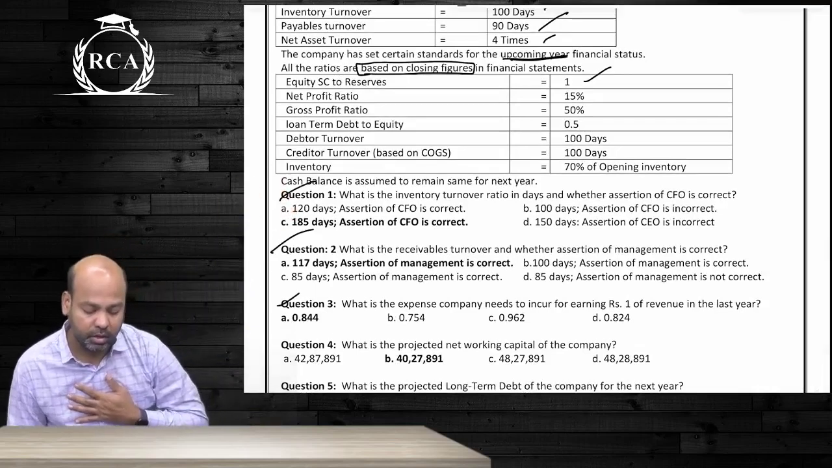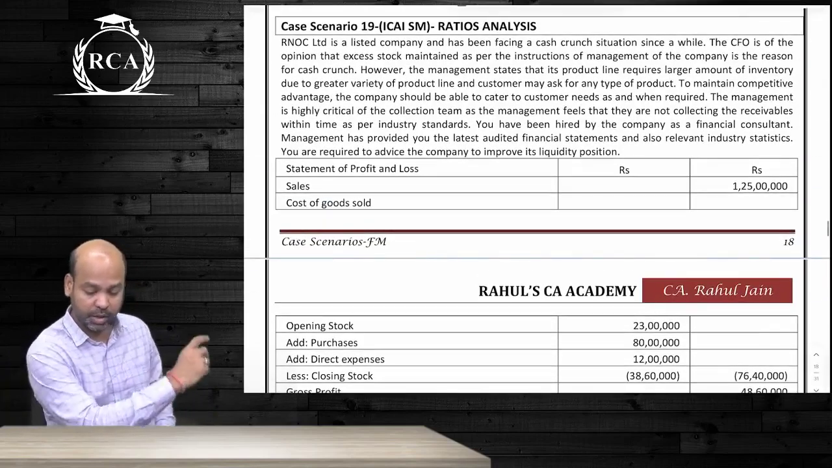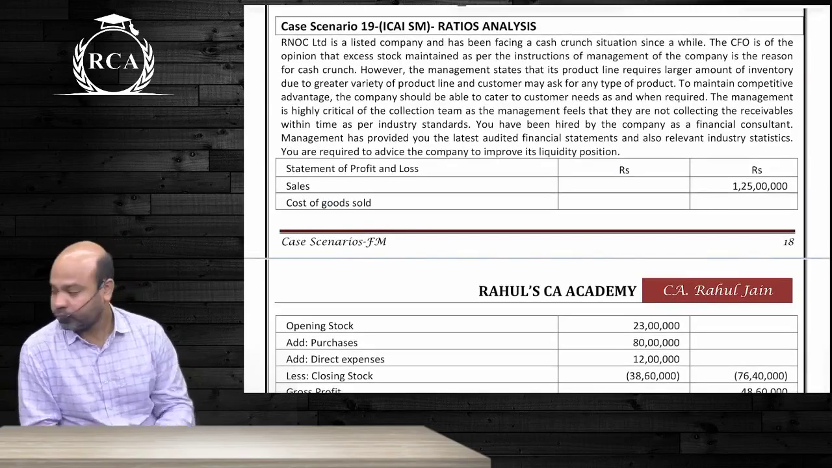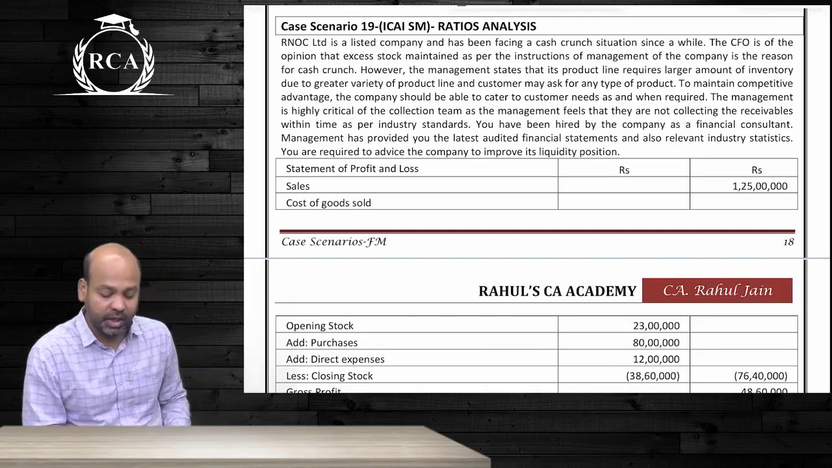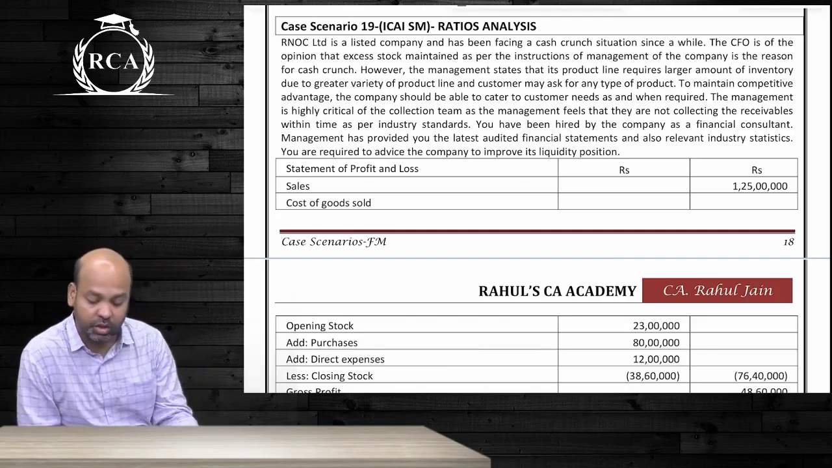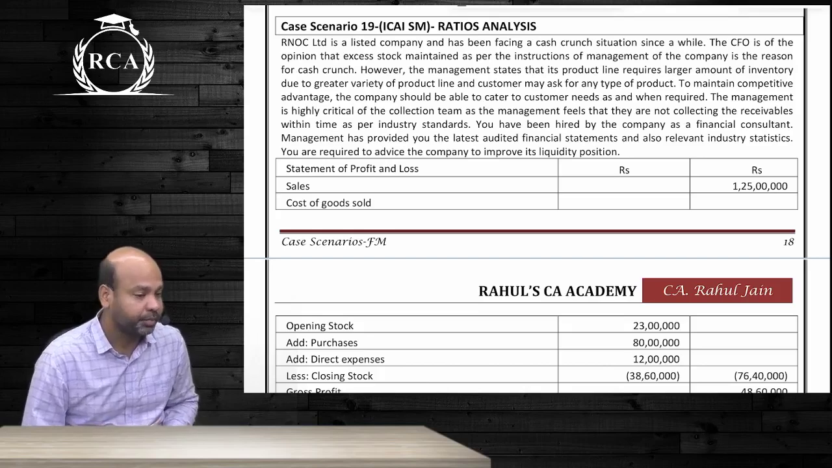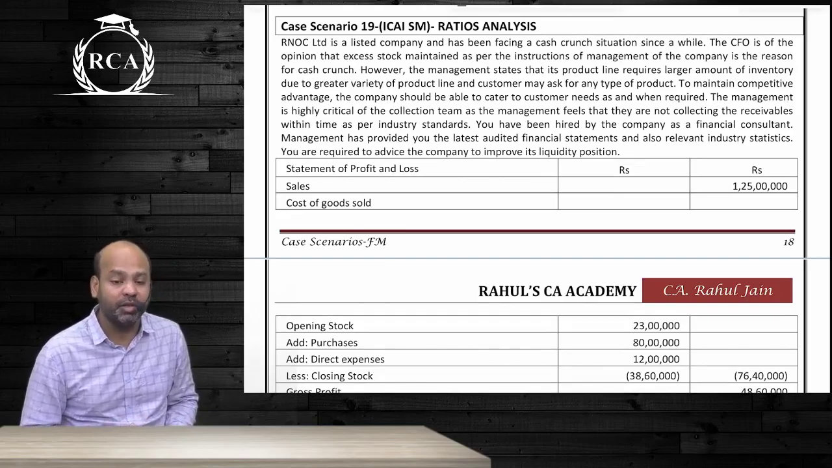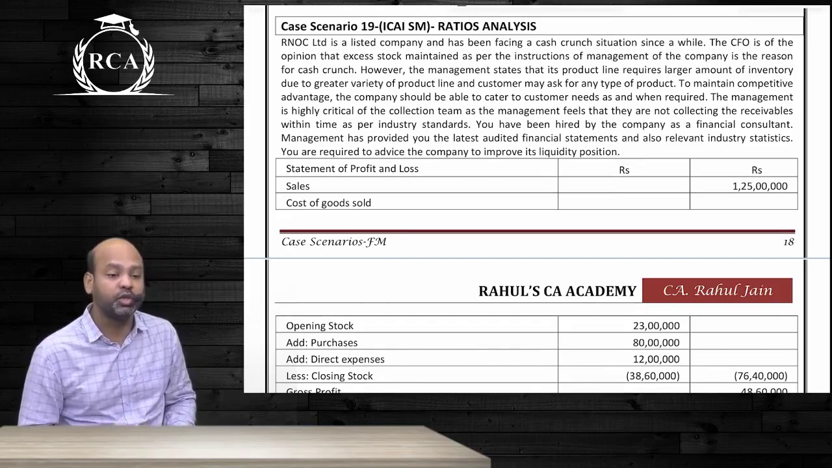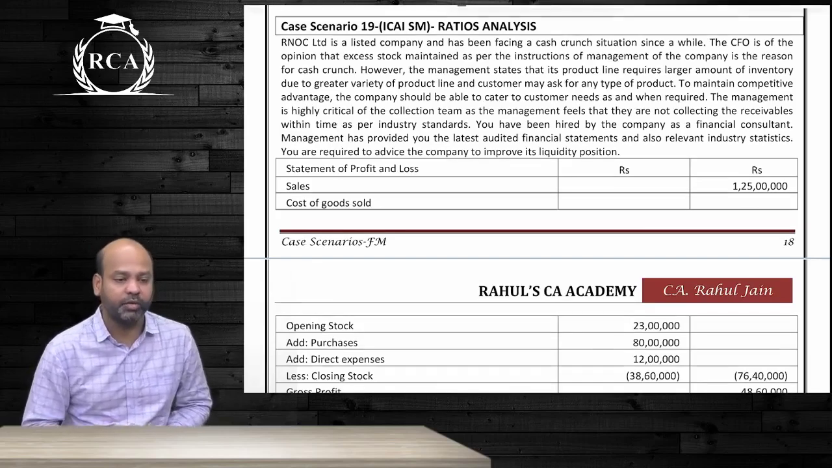What is the inventory turnover ratio in days and whether the assertion of CFO is correct? Let's read a little above, a small paragraph. RNOC Limited is a listed entity and has been facing a cash crunch since a while. The CFO is of the opinion that excess stock maintained as per the instructions of the management is the reason for cash crunch. If the CFO is saying excess stock, we will have to compare our inventory holding period with the industry average and then write a conclusion whether we are holding a higher inventory or a lesser inventory.